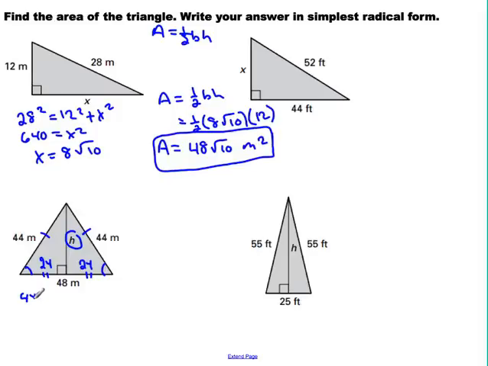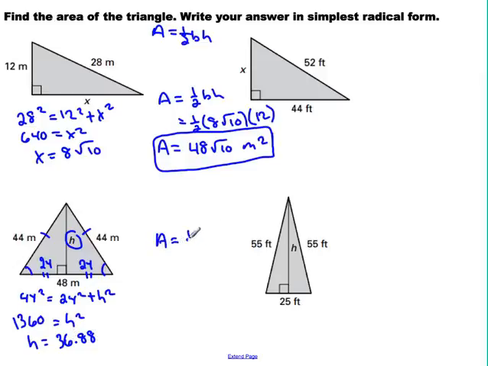We'll say 44 squared equals 24 squared plus h squared. That would give me h squared equal to, let's see, 44 squared minus 24 squared gives me 1,360, and I'll find h to equal 36.88 approximately.